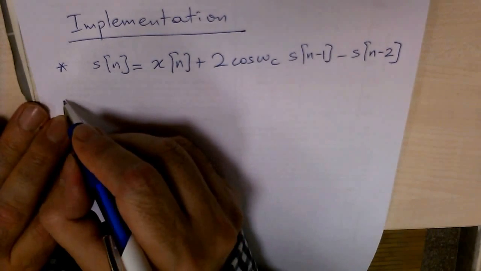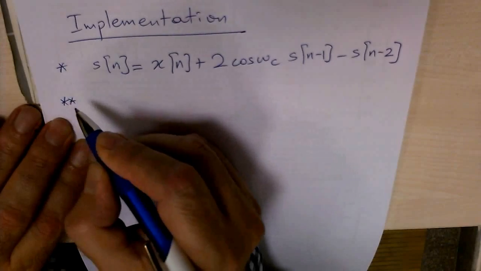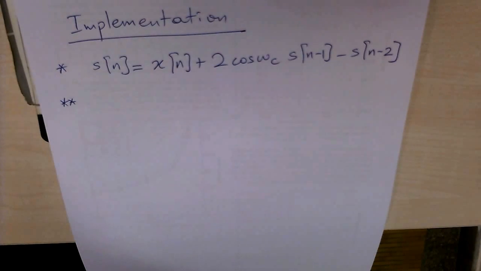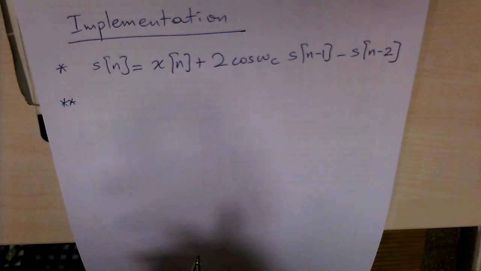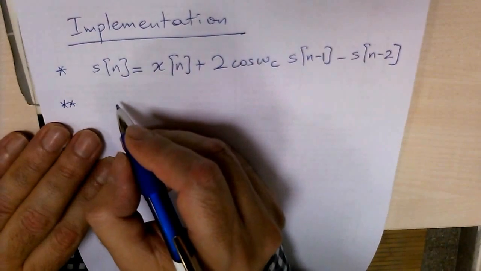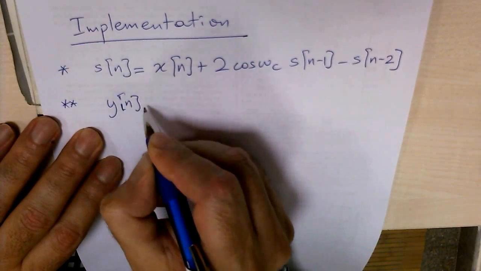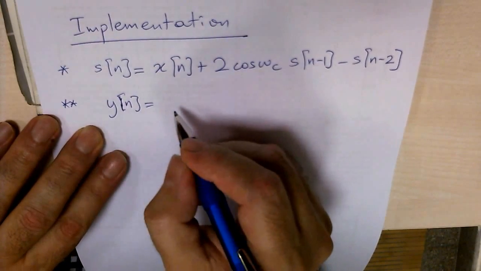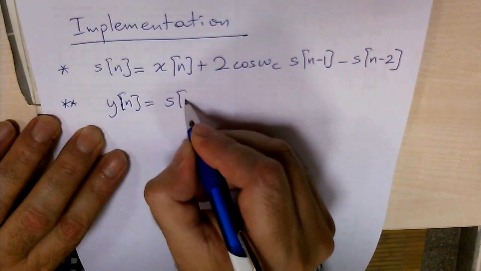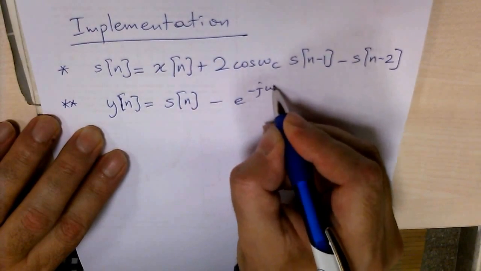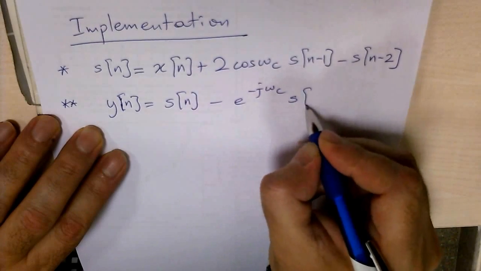And I have a second equation which is based on the FIR filter that we defined earlier, which is y[n] is equal to S[n] minus e to the minus j omega_c S[n-1].